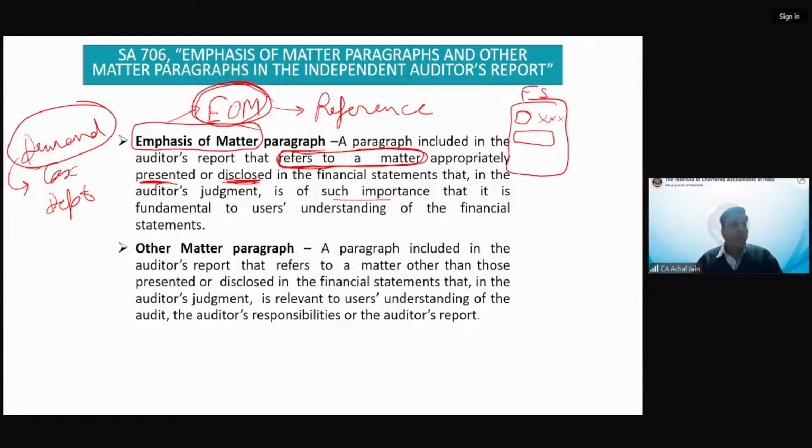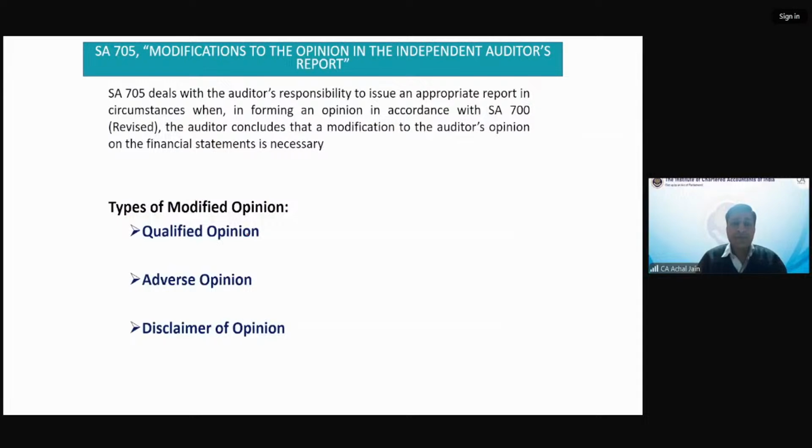Now, moving on to another paragraph which could be there in the audit report. Please remember, this EOM para or this other matter para, you will not always find them in every audit report. Understood? See, there are various contents of the audit report that we have discussed. Let me just take you to those contents.